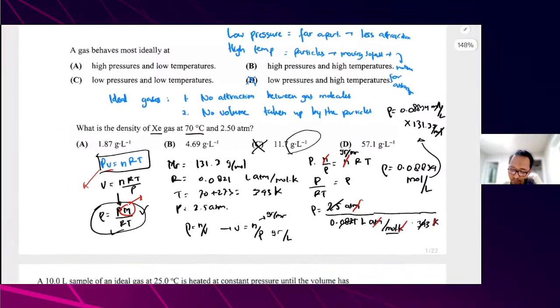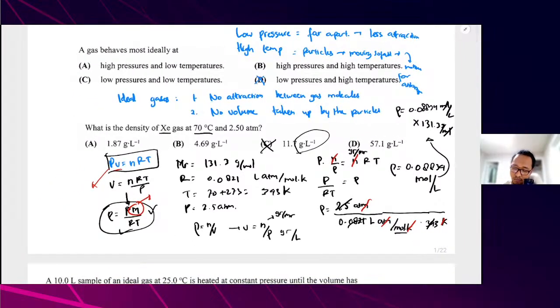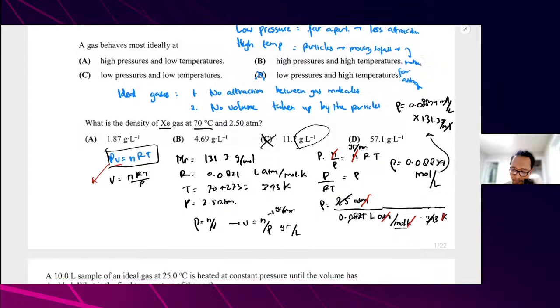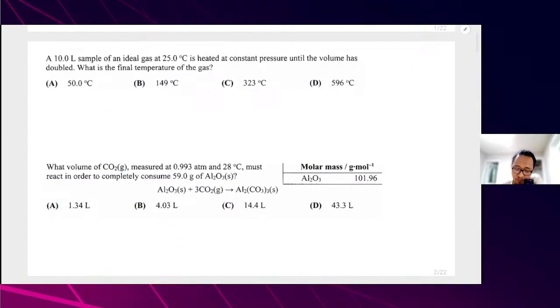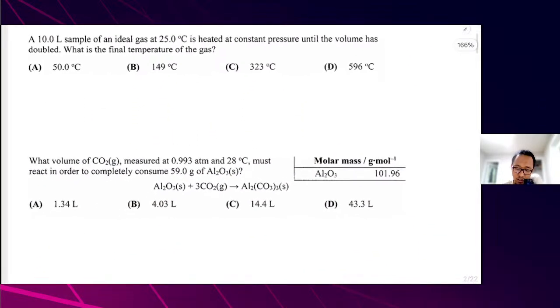So now let's move on. We don't need to use this equation actually. However, just double check your unit before you choose the answer. All right, now let's move on to the next question.